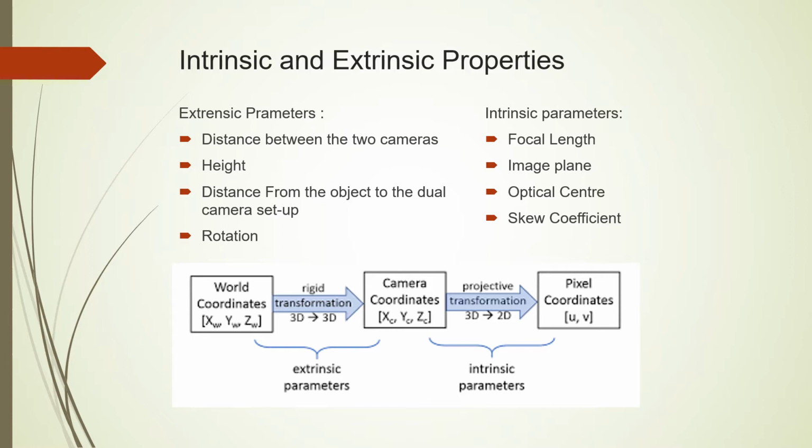Extrinsic parameters refer to the physical characteristics outside of the camera itself. They include distance between the two cameras, height, distance from the object to the dual camera setup, and rotation. Intrinsic parameters refer to the characteristics inside of the camera itself. They include focal length, image plane, optical center, and skew coefficient. Using extrinsic and intrinsic parameters, we are able to transform 3D world coordinates to 2D pixel coordinates.